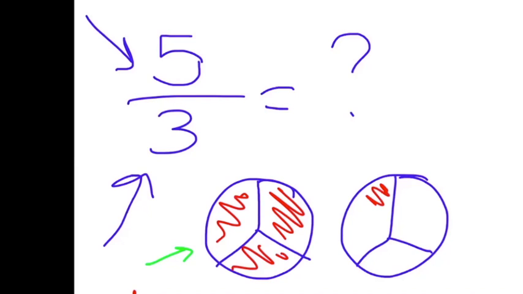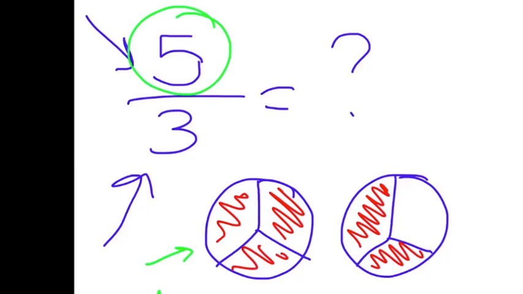Oh, why am I shading 2 in my second one? Because it's 5. You have to make 5 because the total I'm looking for is 5/3, right? Yeah. And here's 1/3, here's 2/3, here's 3/3. Is that enough to make 5? No. I need 2 more thirds. So here's my 4th third, and here's my 5th third.